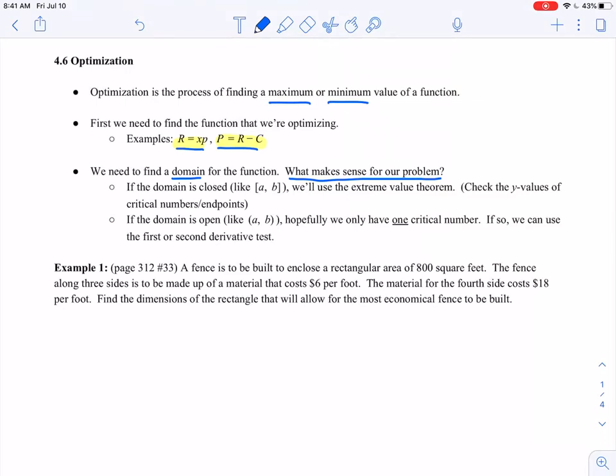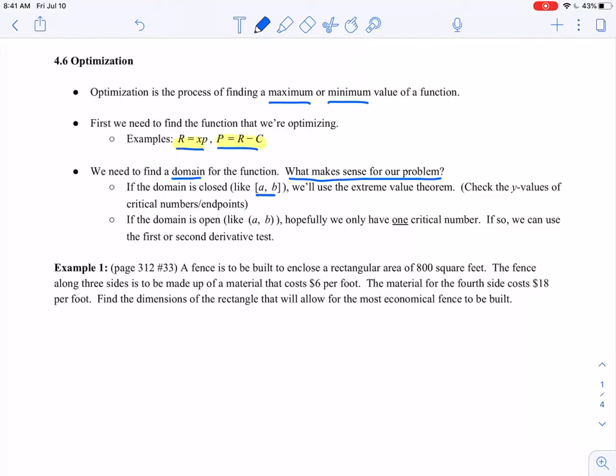We'll talk about them. We have two possible cases for our domain, though. The first is if the domain is closed, so if we have A to B containing both of the endpoints, and in that case, we're using the extreme value theorem, which is what we did in 4.5 in the last section. So we'll find our critical points, and then we'll check the y values of the critical numbers and the endpoints. So that process should hopefully be pretty fresh in our minds from section 4.5.